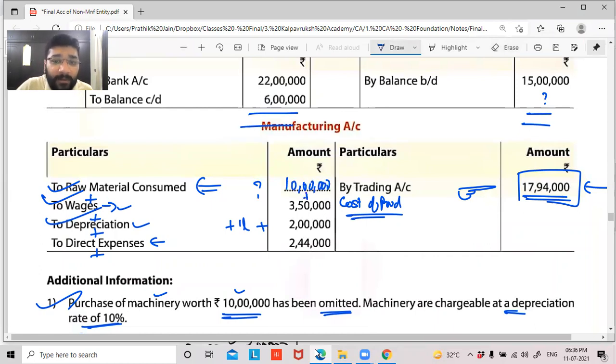10 lakh plus 350 plus 2 lakh plus 244 is how much? Is it coming up to 17 lakh 94,000? Please add and tell me.